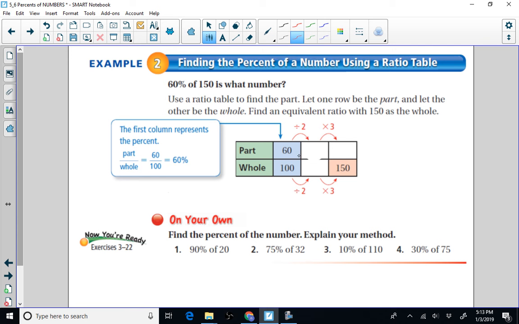Similar to the last problem we just did, right? We start with our percent. 60% is 60 over 100. We're looking for out of 150, so that's going to be my denominator. I can't go directly from 100 to 150, but I can divide that by 2. That's going to give me 50. That's going to give me 30. Then I can multiply by 3 here. Multiply by 3 here. That's going to give me 90. So we're saying 60% or 60 out of 100 is the same as 90 out of 150. They're equivalent ratios. 60%, the word percent is out of 100. 60 over 100 is the same as 90 over 150.